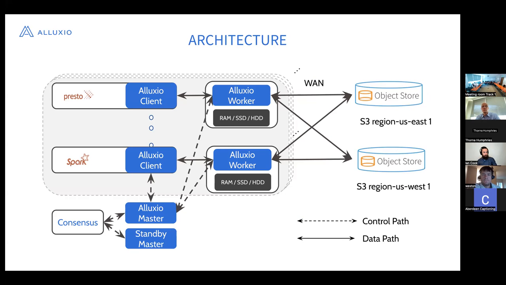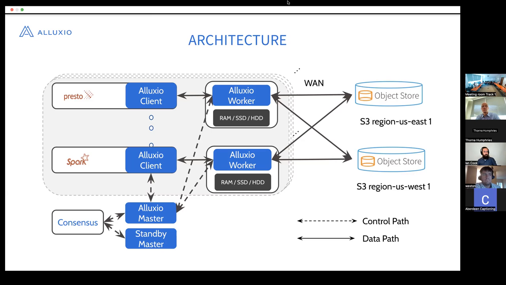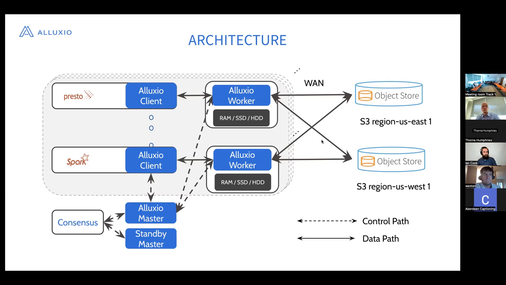At the same time, the Alluxio worker is responsible for data access, and it talks with a concept called under file system. It can be any kind of storage underneath, and we cache the data from the object store or file system underneath into the Alluxio worker. We also embed Alluxio clients into computing frameworks, including Presto, Spark, TensorFlow, and PyTorch, to access Alluxio data.